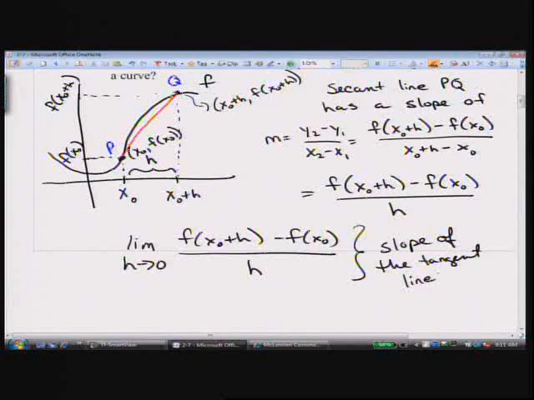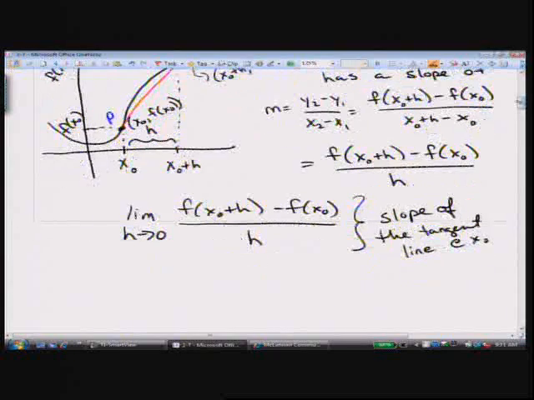Because as we make this distance smaller and smaller, we're going to get closer and closer to the approximation of the slope at x naught. Definitely at x naught, but also we can do this in general and get a function. We won't do that yet, but we can get a function for the slope of the tangent line, and so then we can plug in any x. We don't just have to put x naught in specifically.